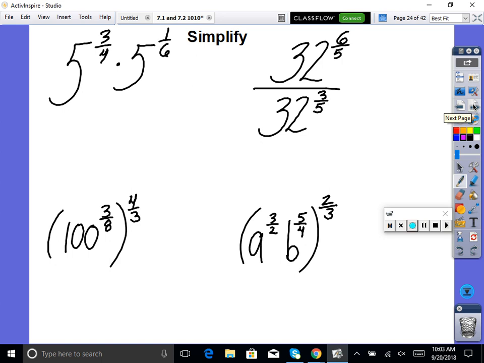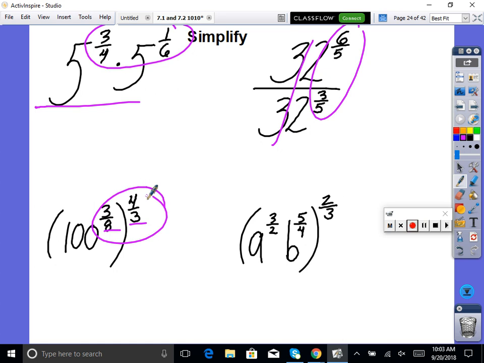Okay, so here we go. Simplify. I won't go through it if you can tell me what to do. When you multiply, you add. I would say the same. When you divide, then you subtract. Then right here we have a power to a power, and here we would distribute and multiply, right?